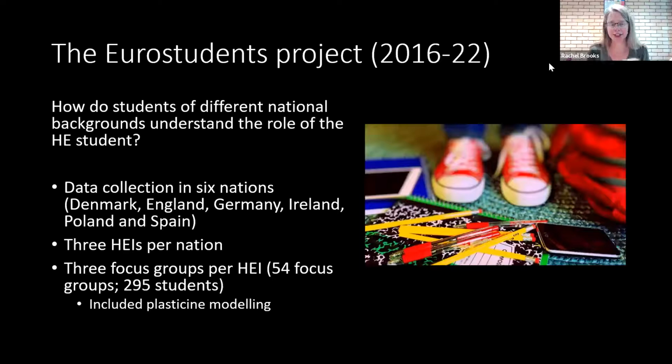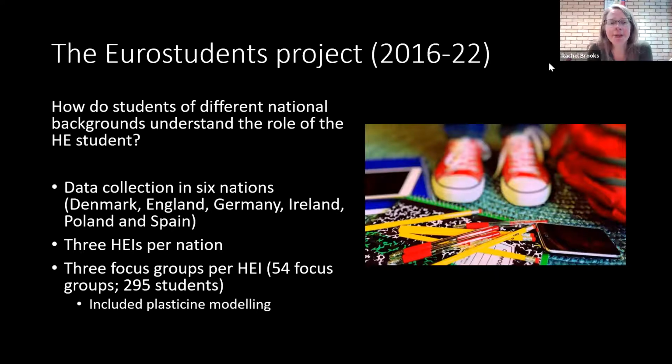So the Eurostudents project, which Simon mentioned, is trying to engage with this debate. And one of our research questions is how do students of different national backgrounds understand the role of the higher education student? And as part of this, how do they understand their own identity as a higher education student?